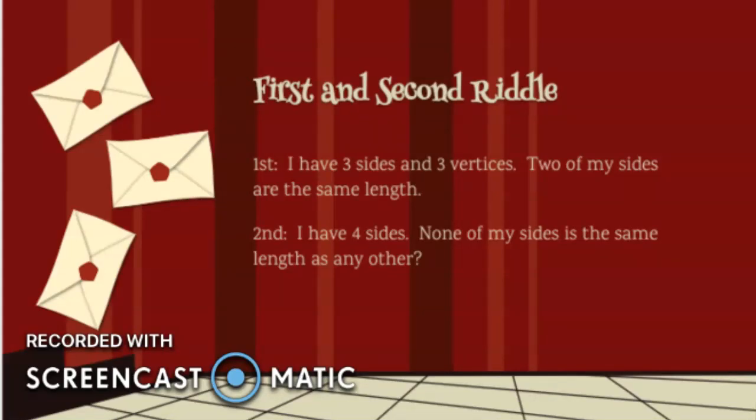All right, for the second riddle, you're going to draw a shape that has 4 sides. None of my sides is the same length as any other. So now you are going to draw a polygon that is 4 sides, but none of the sides is the same length. So on your paper, draw me a shape that has 4 sides where no side lengths are the same. Go ahead and pause your video and take the time to draw that on the paper based on the riddle.